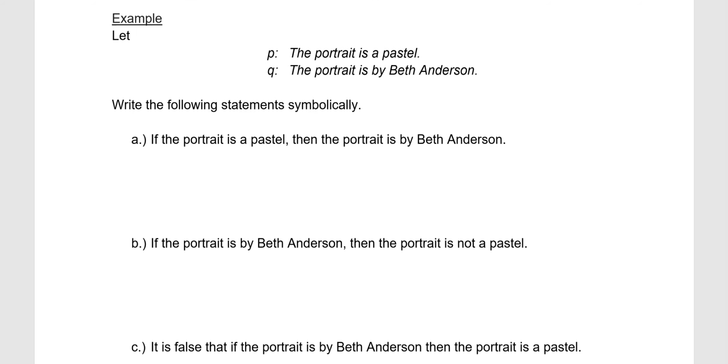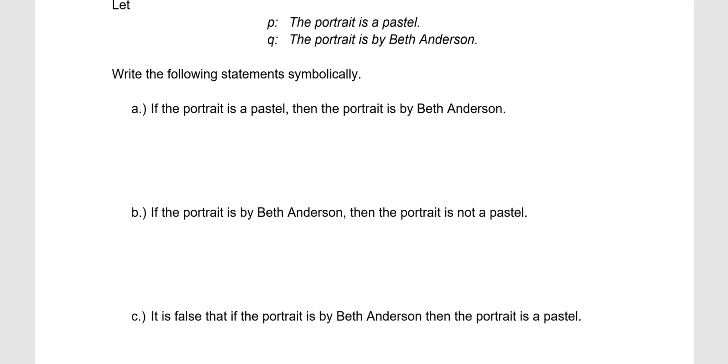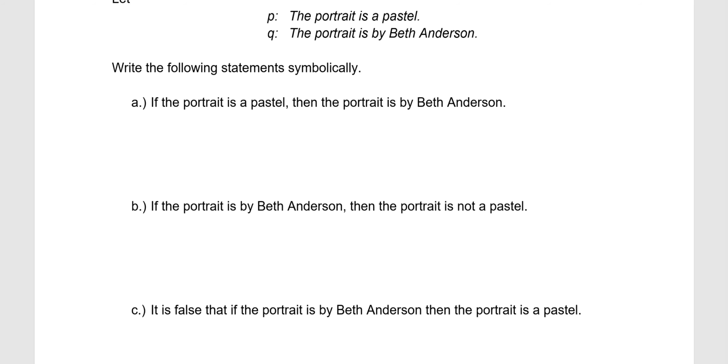So let's see an example. We have the statement P, which is the portrait is a pastel. Statement Q is the portrait is by Beth Anderson. So let's write the following statements symbolically.